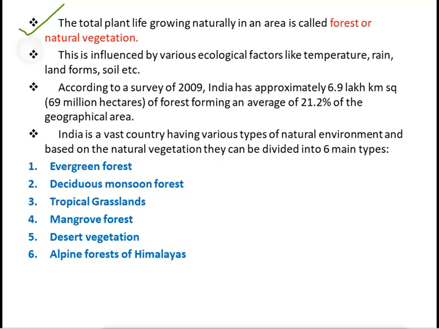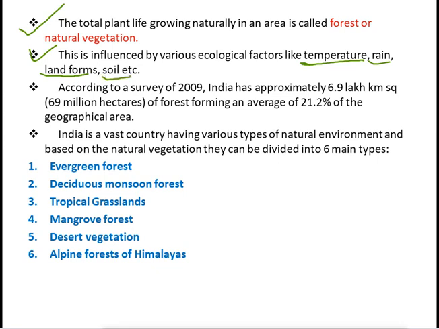The second point, it is influenced by various ecological factors like temperature, rain, landform, soil, etc. Yes, it is true. The plants and the trees are affected by the different environmental conditions. It can be affected by the temperature, like in the hot deserts, some different types of trees are present. In cold areas, some different types of trees are present. The forests are affected by the rain. We know that rain is very important for the plants and the trees, because without water, the plant cannot survive. Then it is also based on the landforms, like some of the areas are plain, some of the areas are mountainous. So on the basis of that also the trees can be of different types.